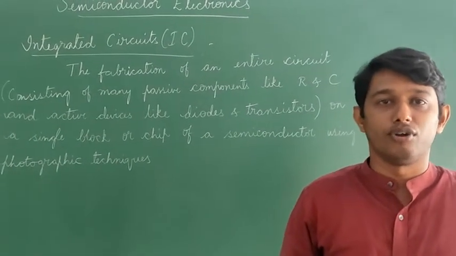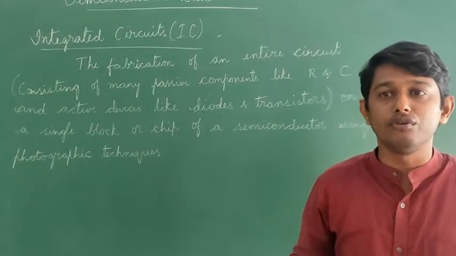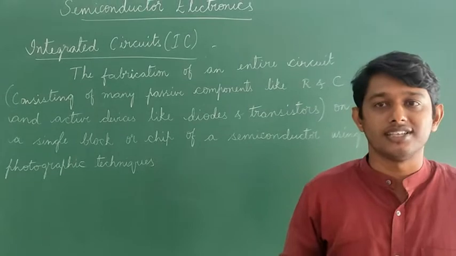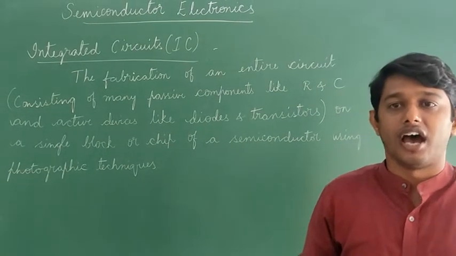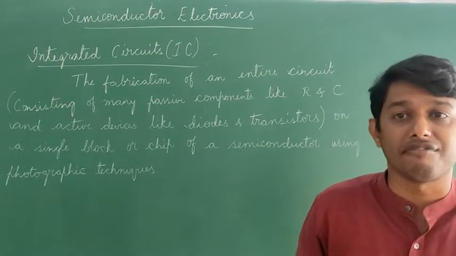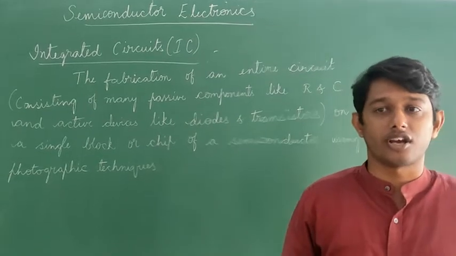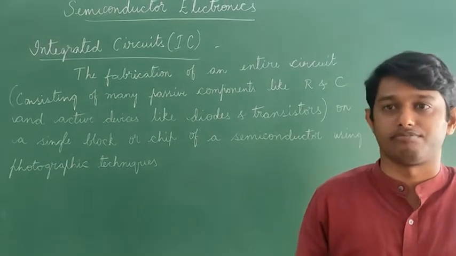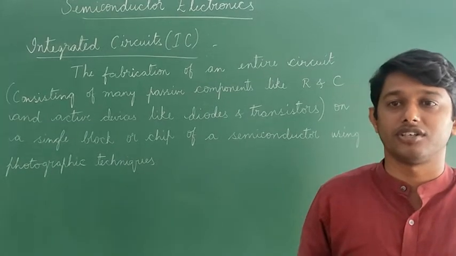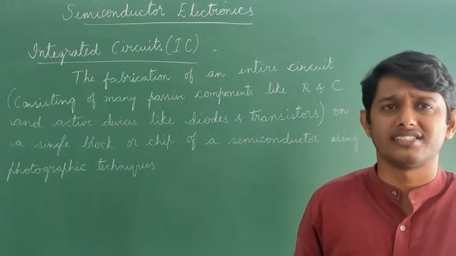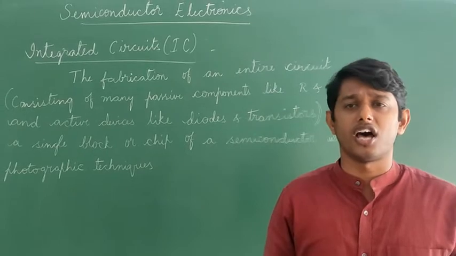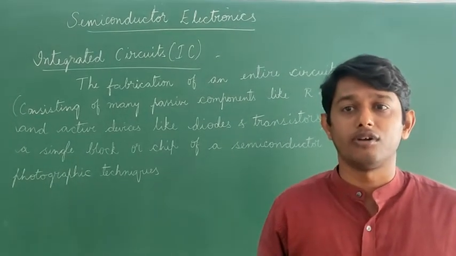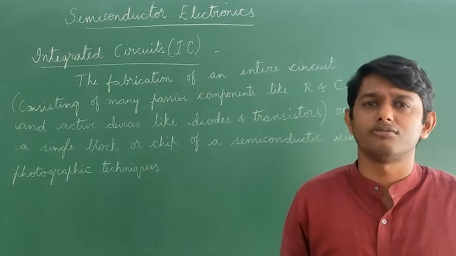The word monolithic is a combination of two Greek words. Monos means single and lithos means stone. So this in effect means that the entire circuit is formed in a single silicon crystal or a chip. So the chip dimension is very small and it is around 1 millimeter by 1 millimeter by 1 millimeter, or it could be even smaller.